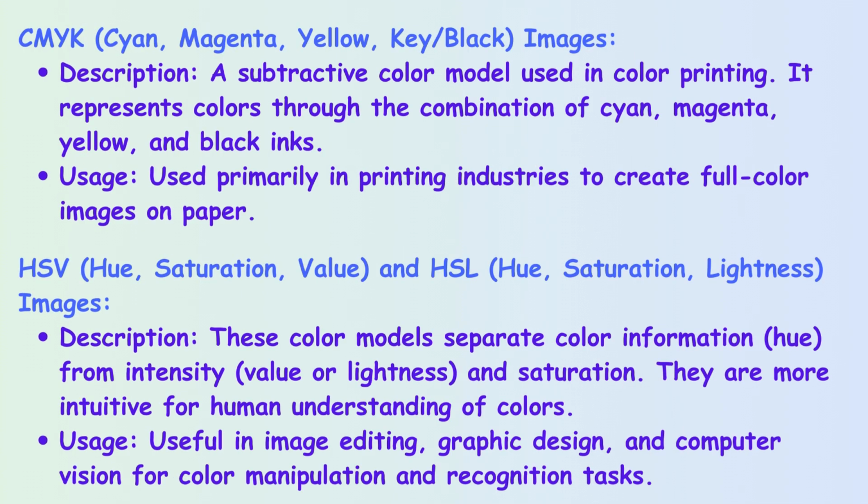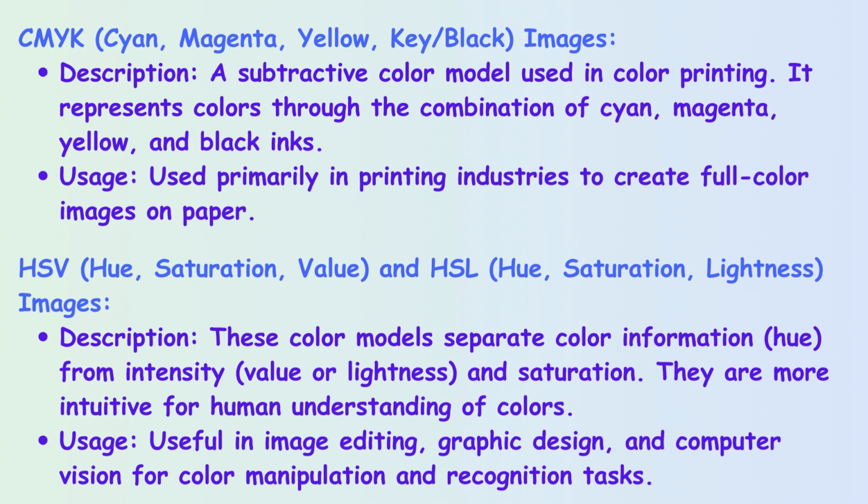CMYK (cyan, magenta, yellow, key or black) images. Description: A subtractive color model used in color printing. It represents colors through the combination of cyan, magenta, yellow, and black inks. Usage: Used primarily in printing industries to create full-color images on paper.